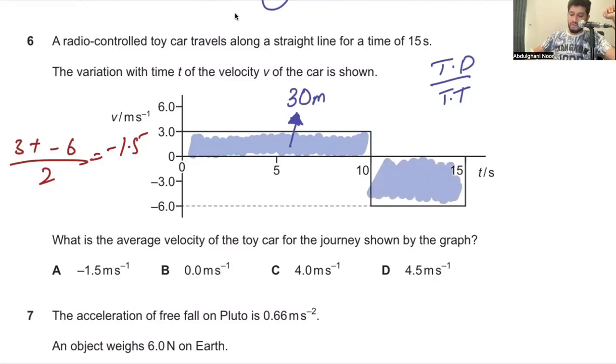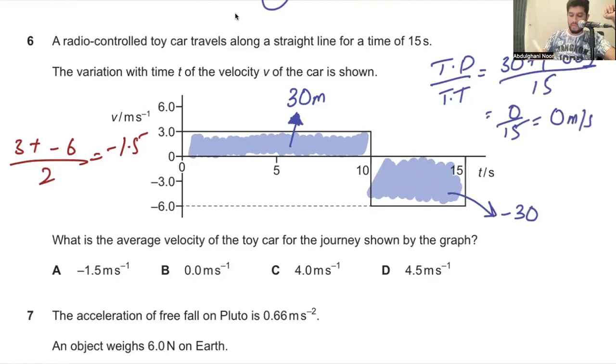This comes out to be 5 multiplied by -6, which is -30. Total displacement is 30 plus -30. The total time is 15, and that gives you 0 upon 15, which is 0 meters per second. The answer is B, which basically confuses students as to how average velocity can be 0.